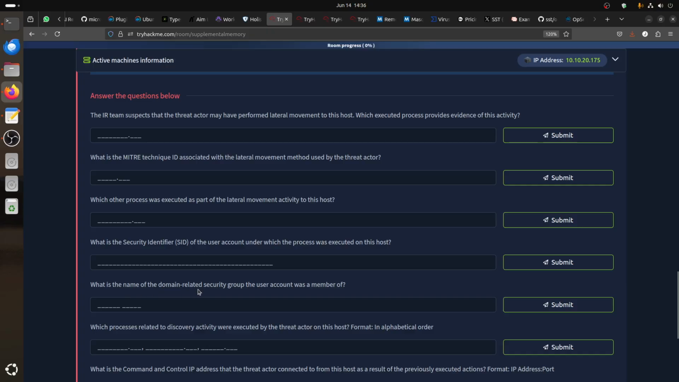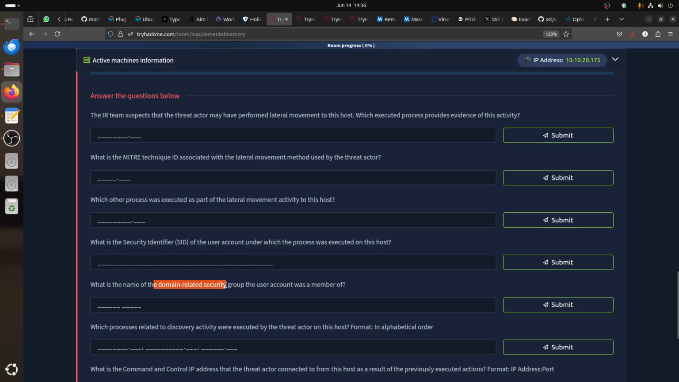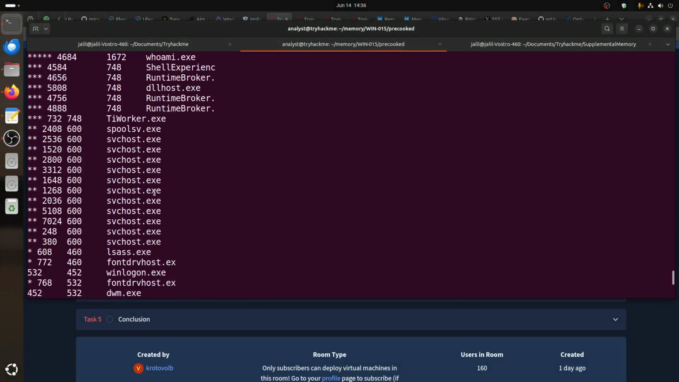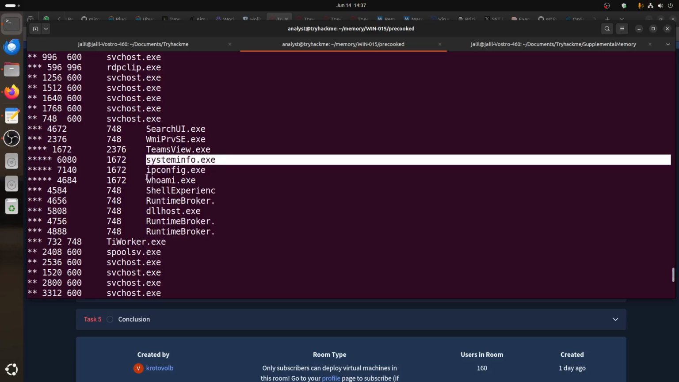What is the name of the domain related security group the user account was a member of? Yeah, it's a member of domain, because the question is related to domain, so it's domain users. Which processes related to discovery activities were executed by the threat actor? We saw this once already, because we said the parent, you can see them in alphabetic order. So we have the first one, ipconfig, systeminfo, and whoami.